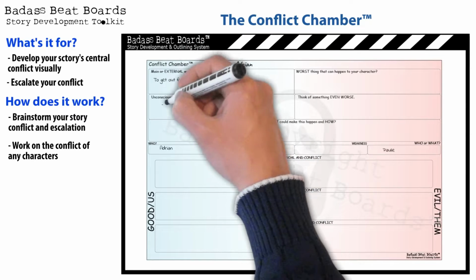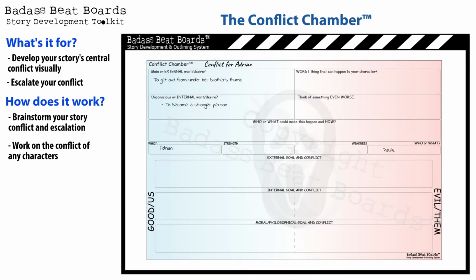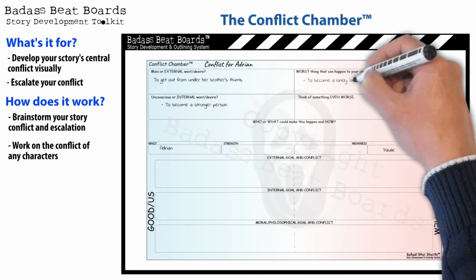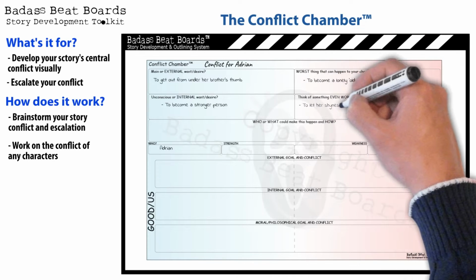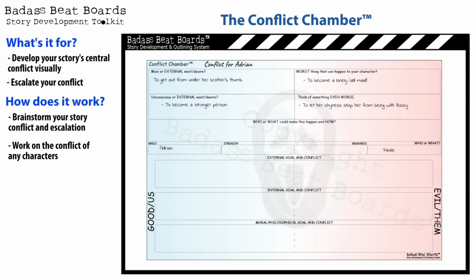The Conflict Chamber works for all of your characters, and in this example we look at the Adrian character from Rocky 1, played by Talia Shire. She's not the protagonist, but it's obvious that her conflict goes a long way to moving the story forward.